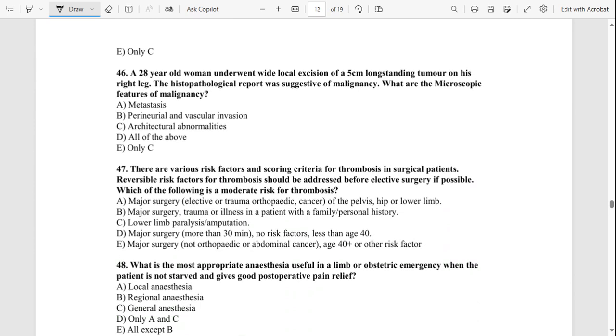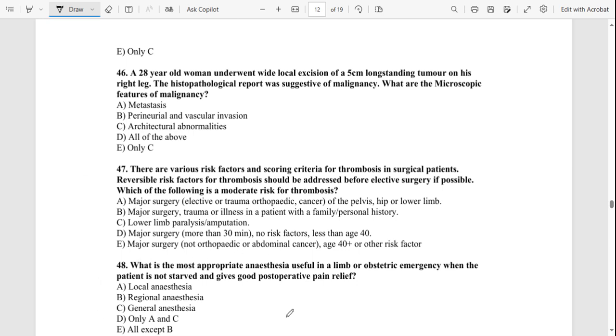A 28-year-old woman underwent wide local excision of a 5 centimeter long-standing tumor on her right leg. The histopathological report was suggestive of malignancy. What are the microscopic features of malignancy? Metastasis, perineural and vascular invasion, architectural abnormalities, all of the above, only C.